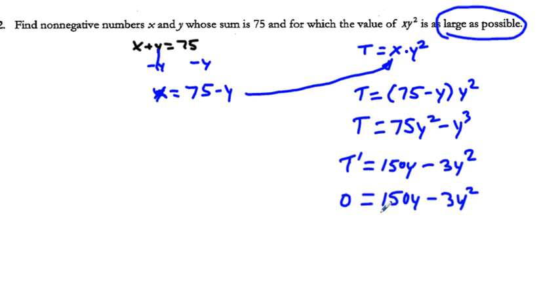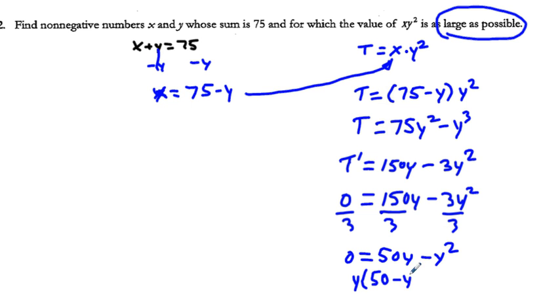We're going to try to solve this. We're going to divide this equation by 3, both sides. So we have 0 equals 50y minus y squared, and factoring out our greatest common factor, y. So y times quantity 50 minus y is equal to 0. So our critical numbers are y equals 0 and y equals 50.